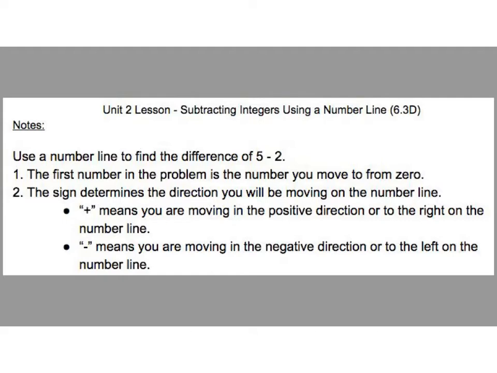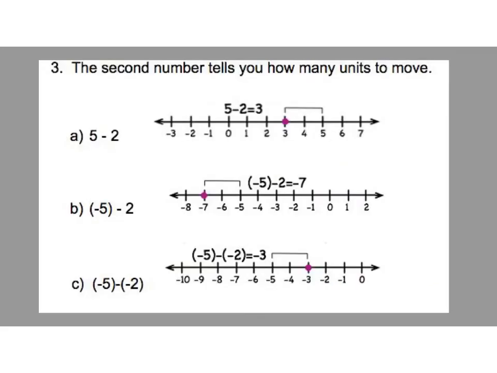If you see the plus sign, it means you are moving in the positive direction or to the right on the number line. If you see the minus sign, it means you are moving in the negative direction or to the left on the number line. The second number in the problem tells you how many units to move.